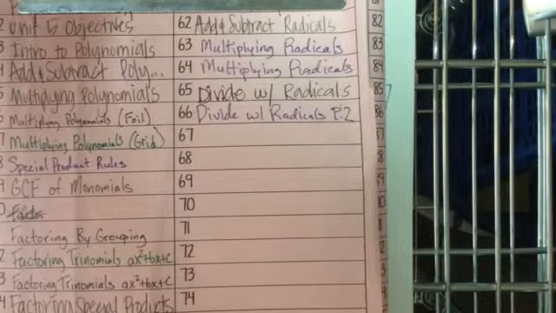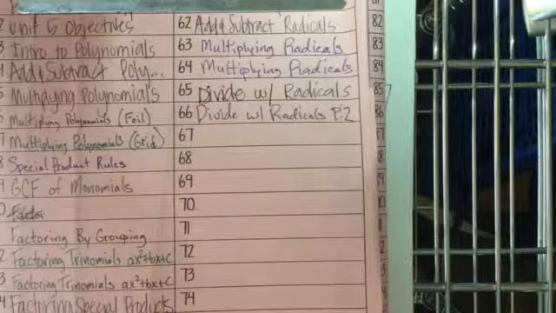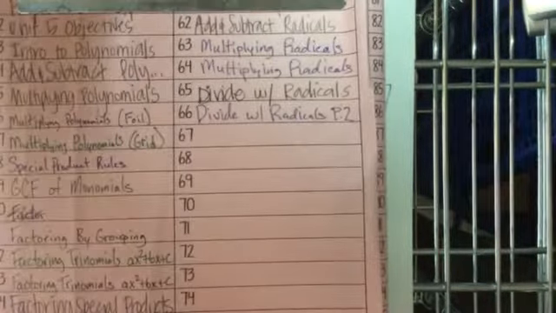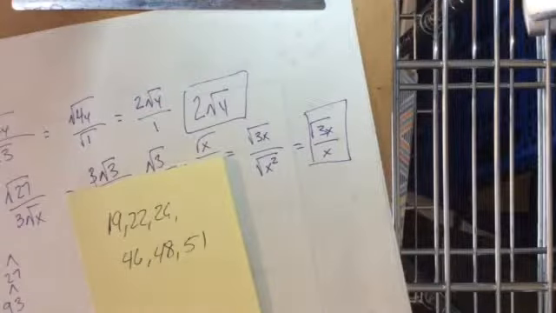We can skip 57, our objectives are the same. So go to page 66 and at the top we're dividing with radicals part 2.